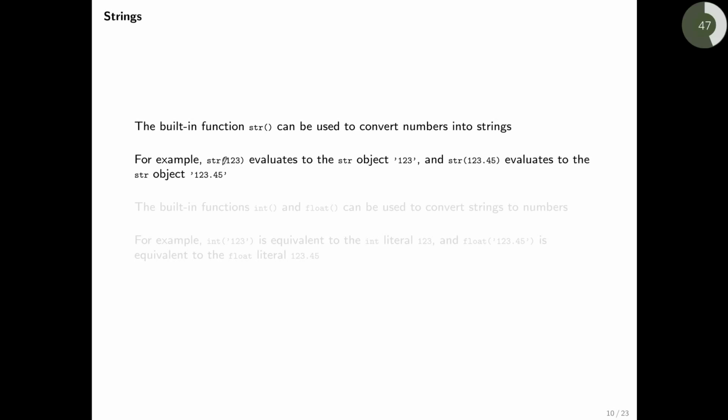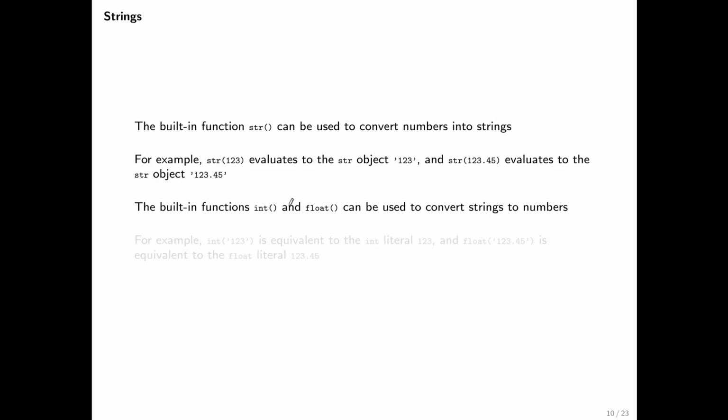Here are some examples. You can take the integer literal 123 and turn it into the string 123 by using the str function. So you can say str of the integer literal 123 to give you a str object whose value is the string 123. And similarly, you can take a floating point number 123.45 and turn it into the string object 123.45, again using the str function. Okay, so the str function comes in very handy when you're producing output. You can turn any type into a string, right?